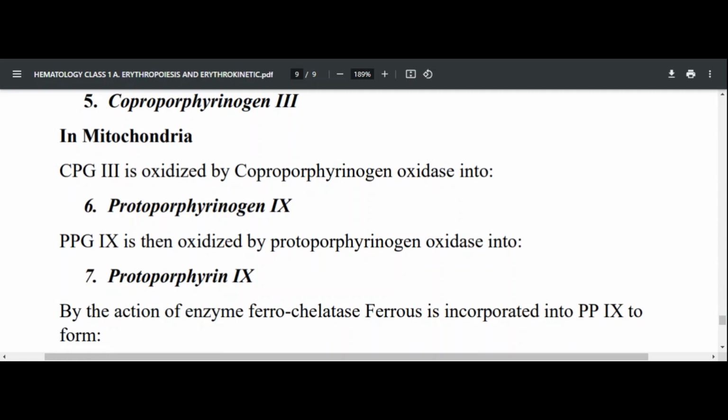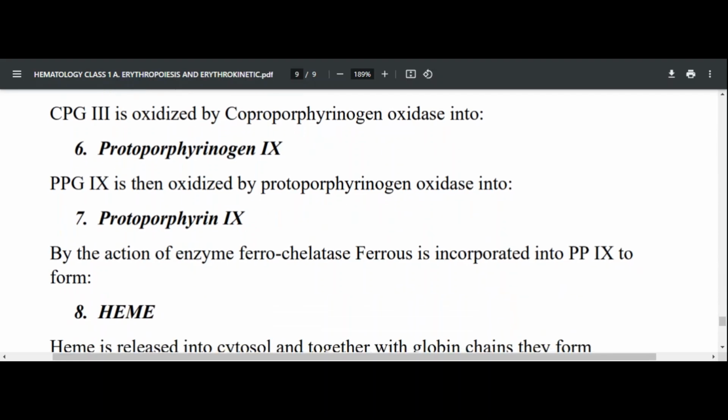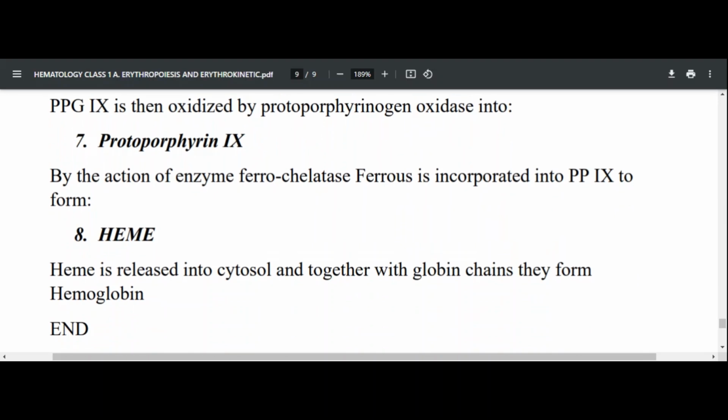So protoporphyrin 9 is the last molecule in heme biosynthesis, which will be, of course, also worked upon by ferrochelatase enzyme. So ferrochelatase enzyme is now able to bring ferrous ion or ferrous atom, that is iron 2, and it incorporates it into protoporphyrin 9. Then it forms heme. So heme is completed in the cytosol and is released into the cytoplasm, and then it combines with the globin chains to form hemoglobin.